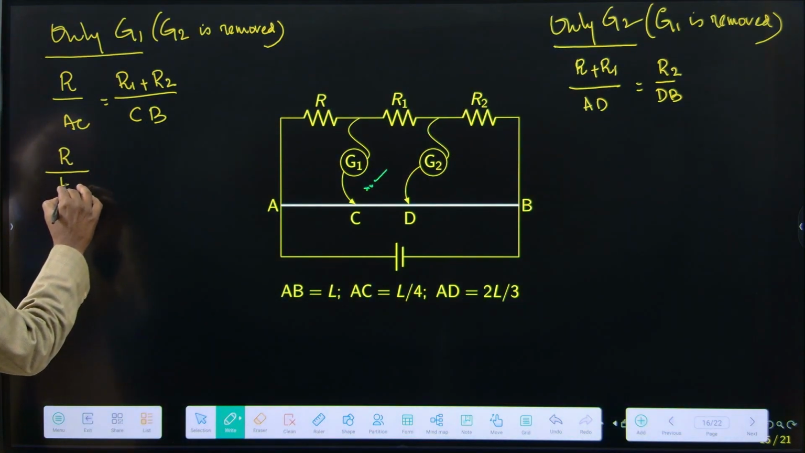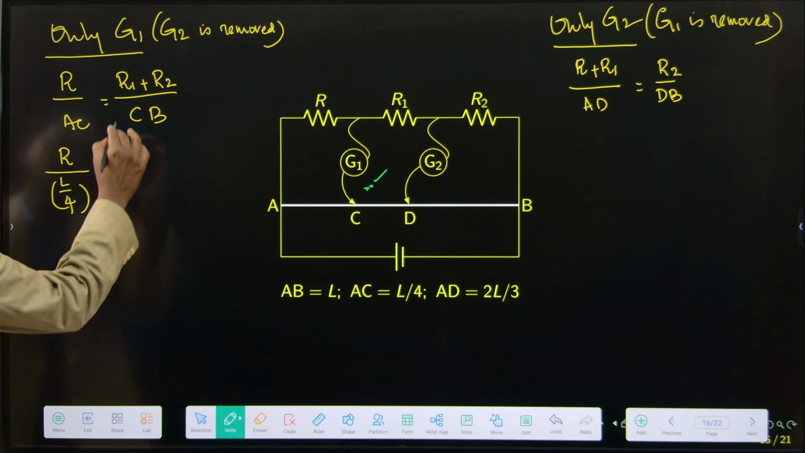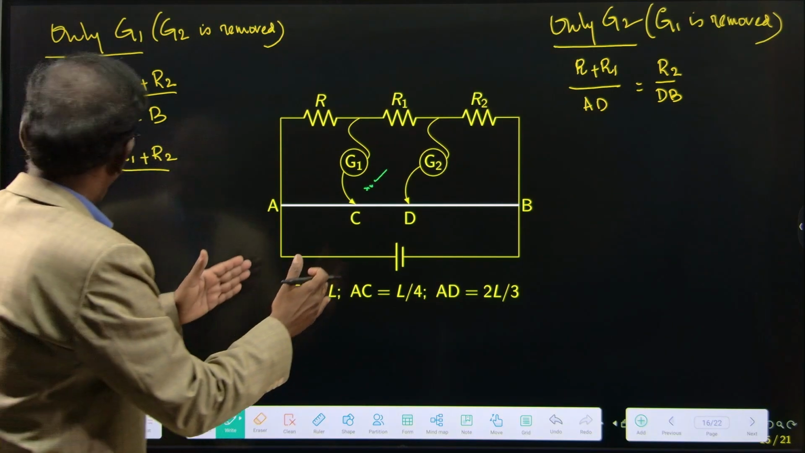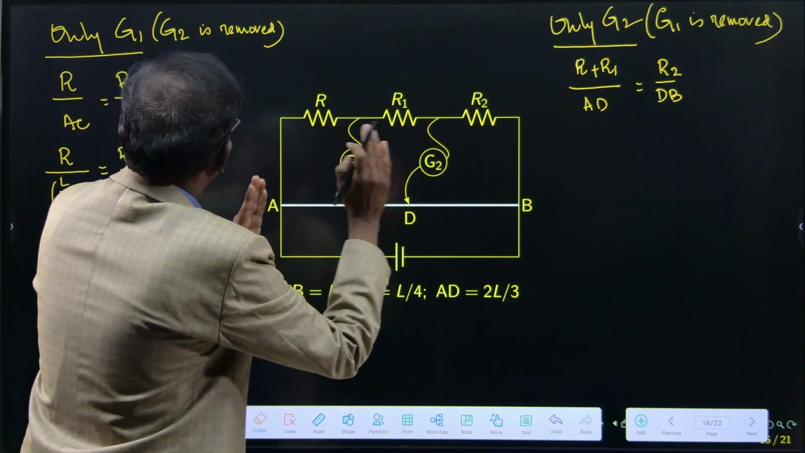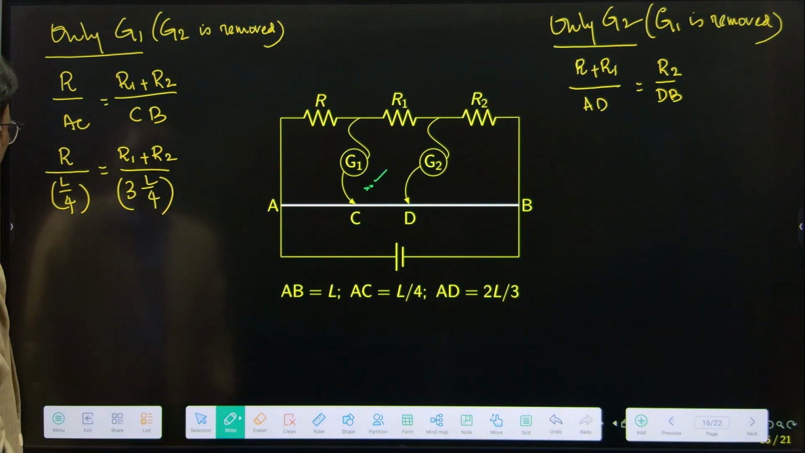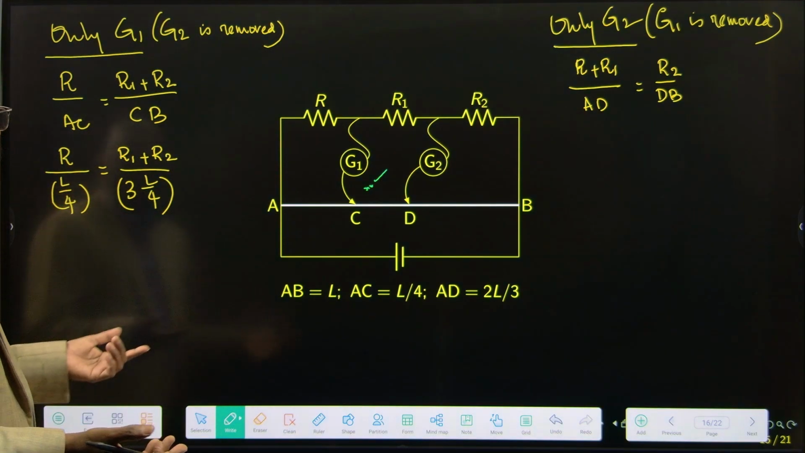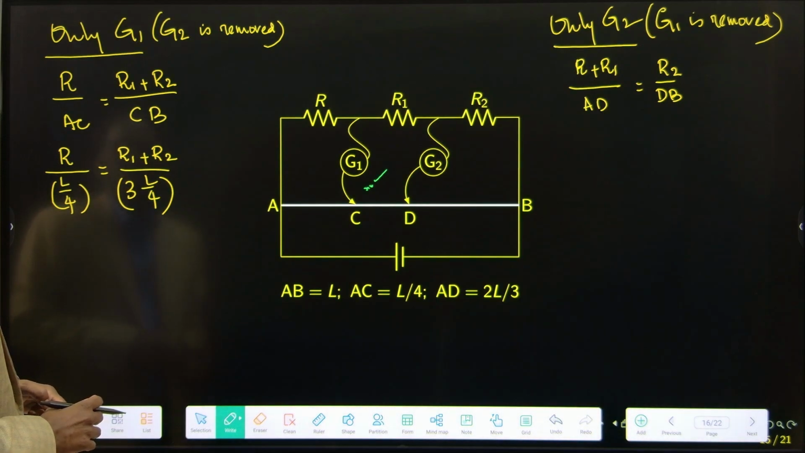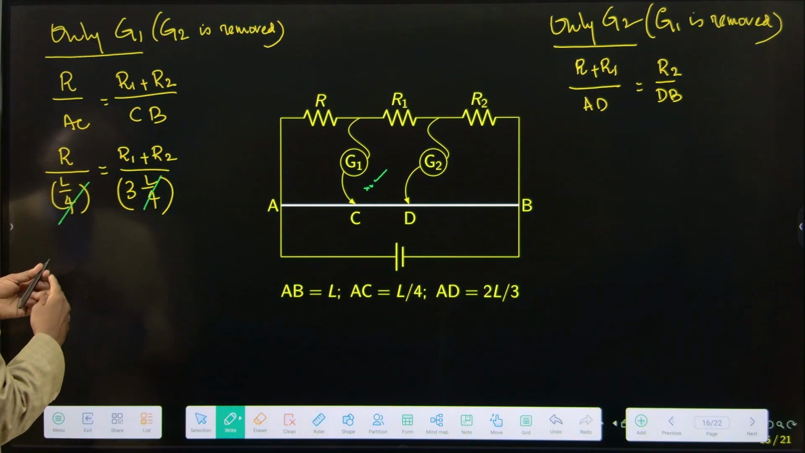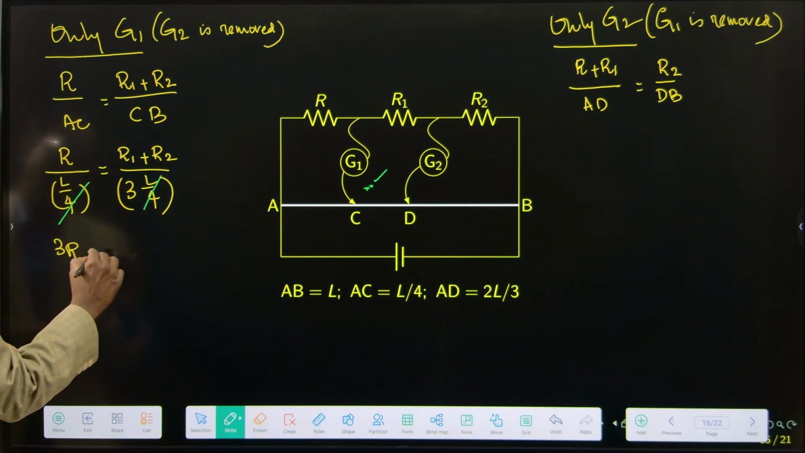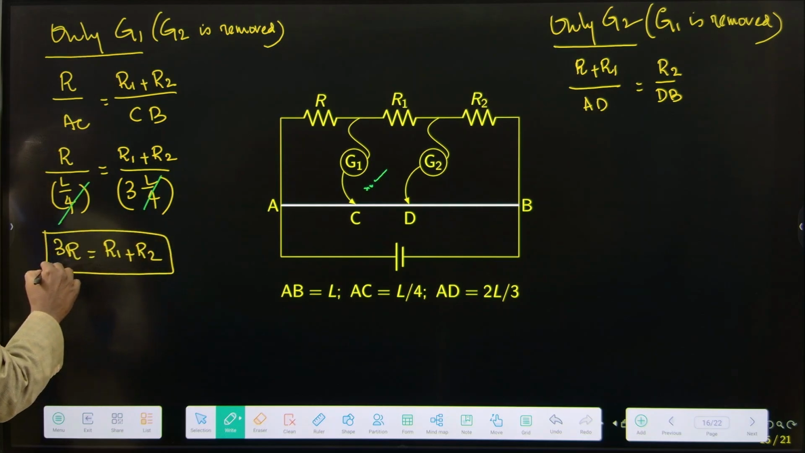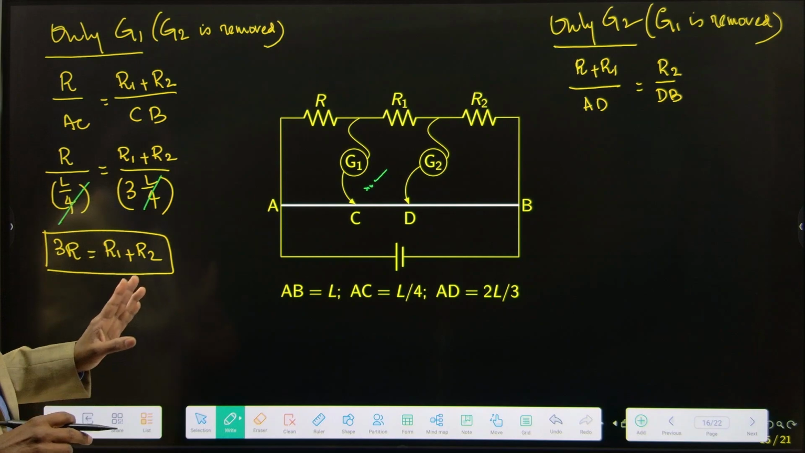R divided by L by 4 is equal to R1 plus R2 divided by, if this is L by 4, then this is 3L by 4. So the remaining is 3 times L by 4. L by 4 we can remove, and 3 can be taken here. 3R is equal to R1 plus R2. So they want to find what R1 and R2 are.